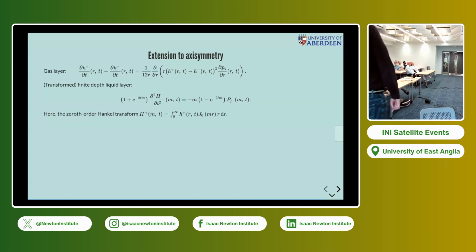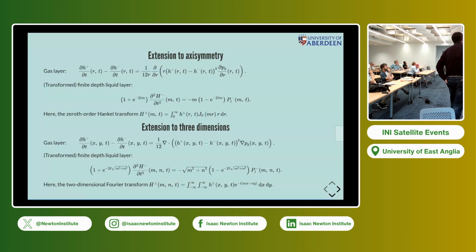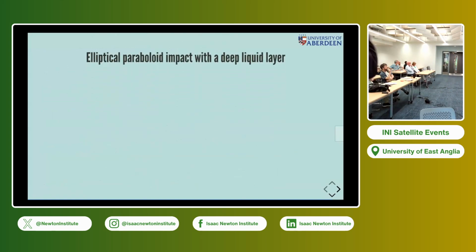Capital H is now a zero-order Hankel transform, which is a bit of a fiddly thing to deal with, but it has the same structure as the equation we had before. You use a Green's function now, obviously, rather than contour integration. And the corresponding lubrication equation and the transformed liquid layer equation are here, especially in three dimensions now, where capital letters in the three-dimensional case are two-dimensional Fourier transforms. But you can see a sort of structure, if you remember what the 1D equation was: these various cases form a hierarchy of problems, which are very similar in terms of the equations you would solve, as you would expect.